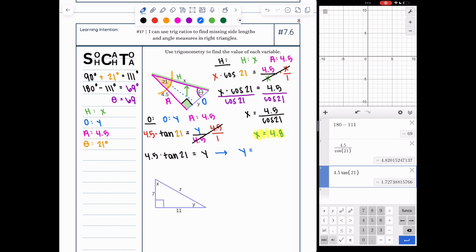But generally for a side length, I'm going to tell you to keep it to 1 decimal place. And for an angle measure, I'm going to suggest that you round it to the nearest whole degree. I just think that makes it a little bit easier to keep our numbers kind of in line. And if you had used 4.82 or 4.8 as your hypotenuse, you'd get pretty close to 1.7, but your rounding might be a little off. So keep that in mind.